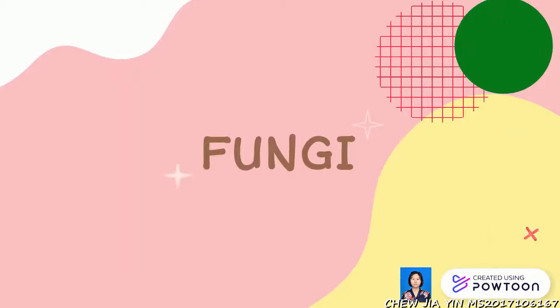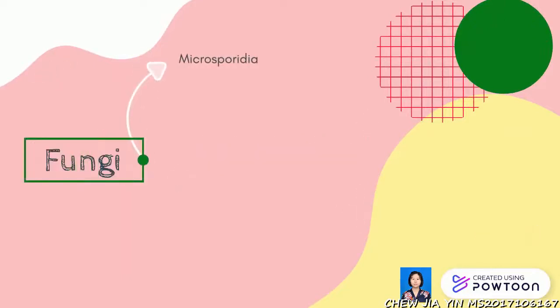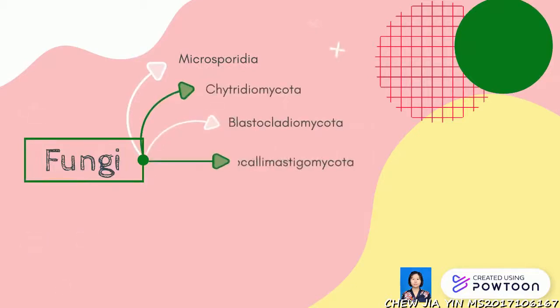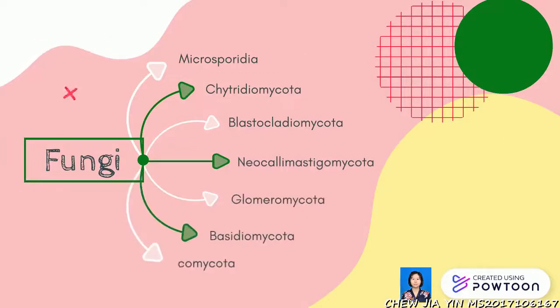Well, according to the latest phylogenetic studies published, most mycologists agree that the kingdom fungi can be divided into 7 phyla, including Microsporidia and Blastocladiomycota. As for today, we'll just be focusing on the phyla Ascomycota and Basidiomycota.